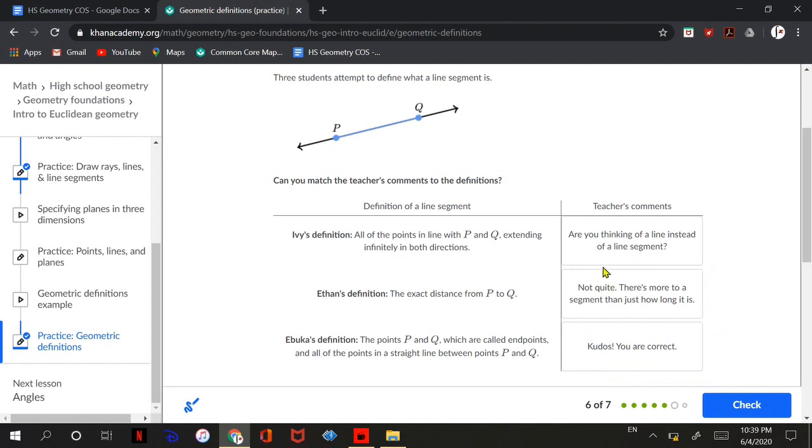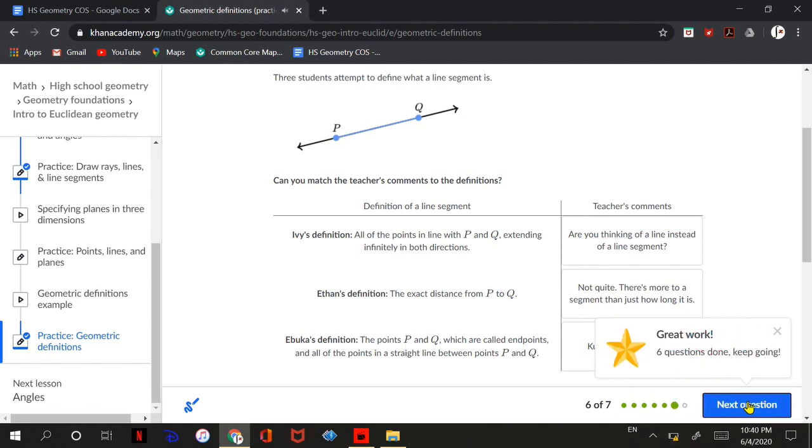The person was thinking of a line instead of a line segment, because a line continues forever in both directions. The exact distance from P to Q, there's more to a segment than just how long it is. That wouldn't define a line segment. The points P and Q, which are called endpoints, and all other points in a straight line between P and Q. Yes, kudos. You are correct.